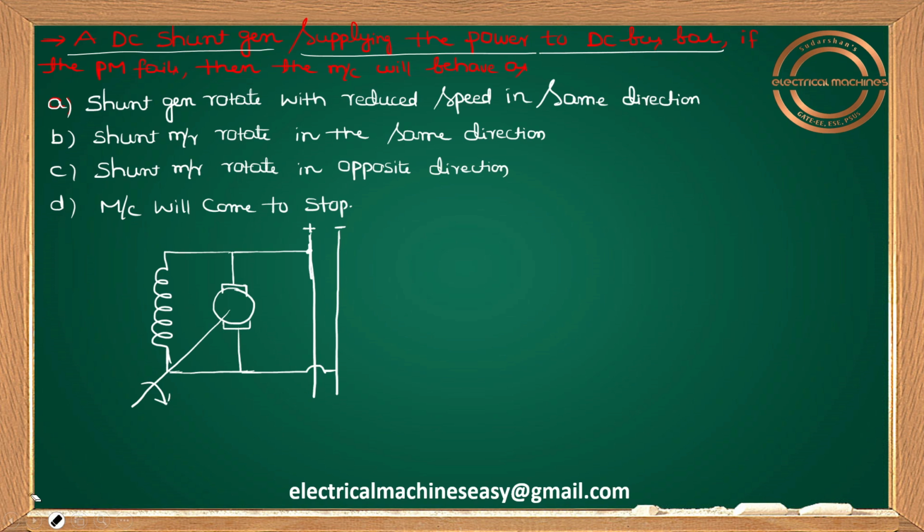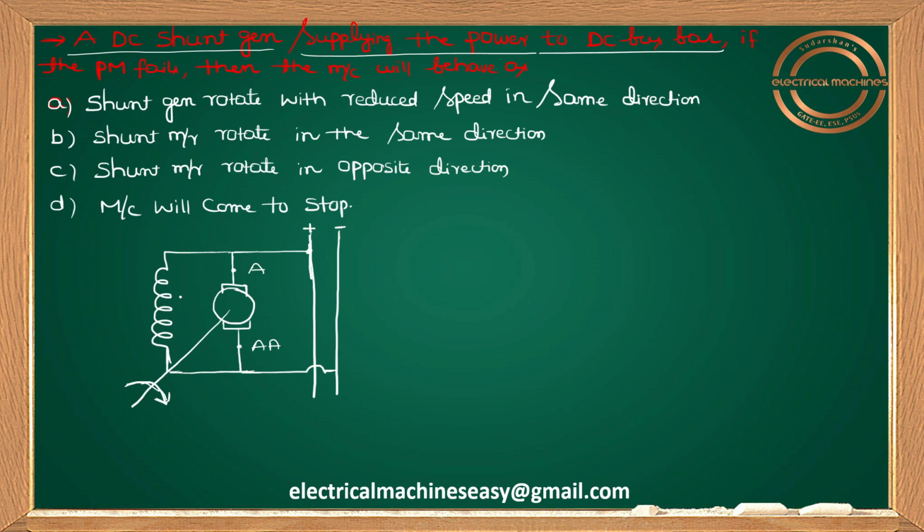So initially it is acting as a generator. In a DC generator, you are placing the armature winding on the rotor and the field winding on the stator. Okay. Now let us see. Let me take armature terminals also.